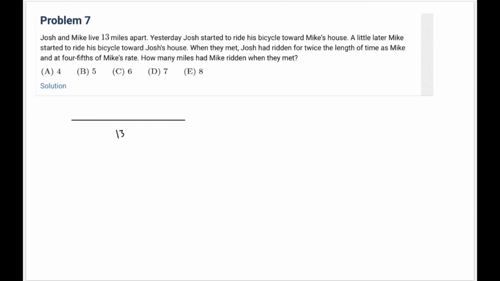And then yesterday, Josh started to ride his bicycle. Josh had ridden for twice the length of time, so let's say Josh's time was 2x, and the time that Mike rode the bike was x. And his rate was 4/5 of Mike's rate. So let's say Mike was 5 miles per hour, and Josh was 4 miles per hour, since that's an easy way of putting 4/5 of Mike's rate. So how many miles had Mike ridden when they met? We want to get 5x, right?